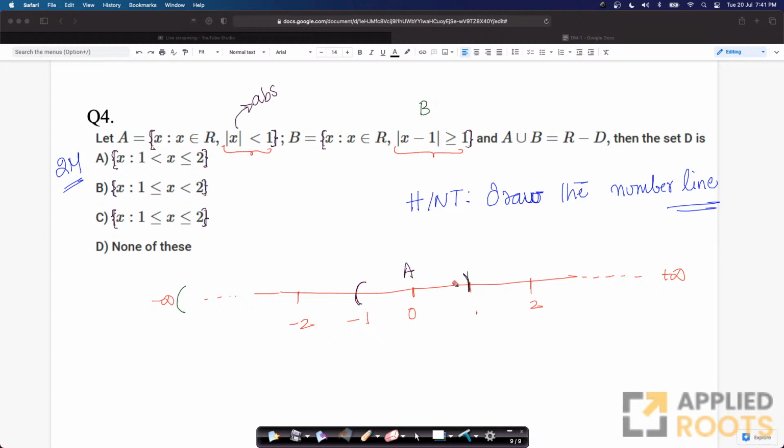So let me just change the colors a little. Just give me a second. Okay, let me use blue just so that it stands out, right? So this blue is my B.